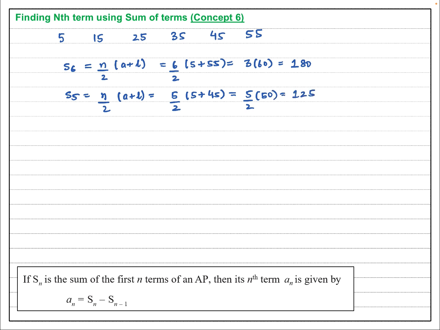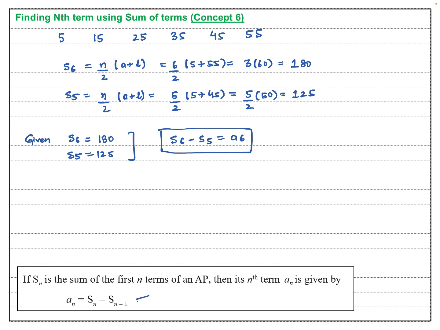So what we are trying to conceptualize here is this. Let's say you are given that the sum of 6 terms is 180 and the sum of 5 terms is 125. What we are trying to say is that the difference S6 minus S5 would give you the 6th term in this case. That's all we are saying: the sum of n plus 1 terms minus the sum of n terms is nothing but the nth term. So the formula is that an is nothing but the sum of n terms minus the sum of n minus 1 terms.